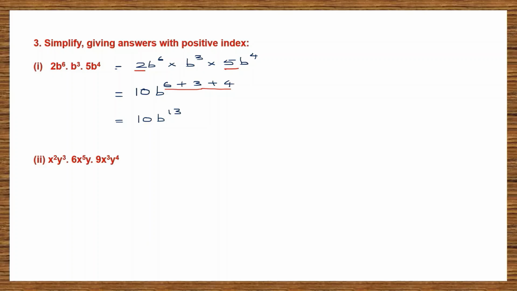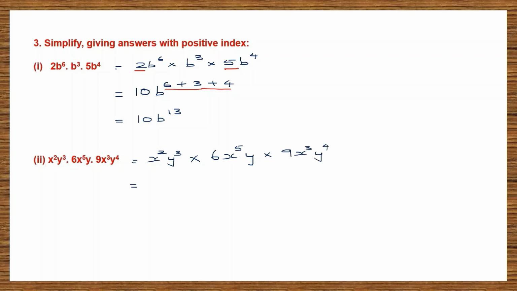Next question is x raised to the power of 2, y raised to the power of 3 into 6, x raised to the power of 5, y into 9, x raised to the power of 3, y raised to the power of 4. So here let's write the question. So this is x to the power of 2, y to the power of 3 into 6, x to the power of 5, y by itself into 9, x to the power of 3 and y to the power of 4.